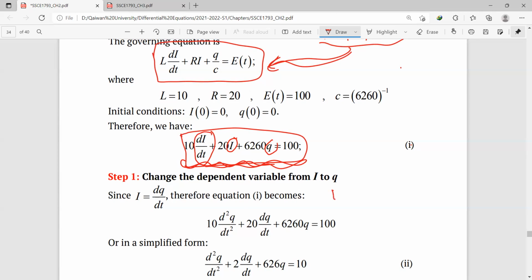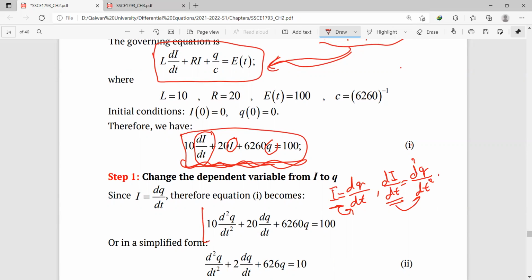Yeah. We say i equals dq by dt, and di by dt equals d squared q by dt squared. That means you replace i by that and you replace di by dt by that. So yes, we replace i by dq by dt, and we replace di by dt by d squared q by dt squared.